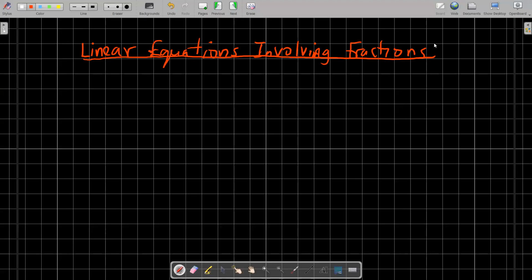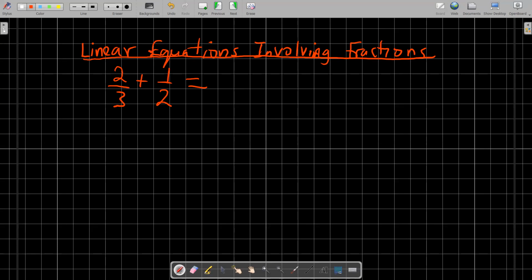Today we're going to be talking about linear equations involving fractions. Now remember, when you did fractions of numbers, if I gave you this, 2 over 3 plus 1 over 2, how do you solve problems like this? All you have to do is to express them as equivalent fractions. In other words, the denominators have to be the same.